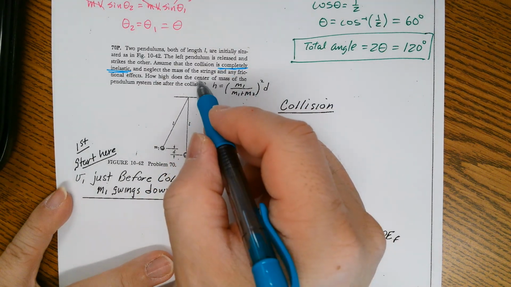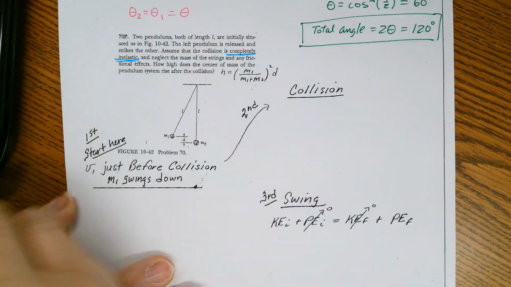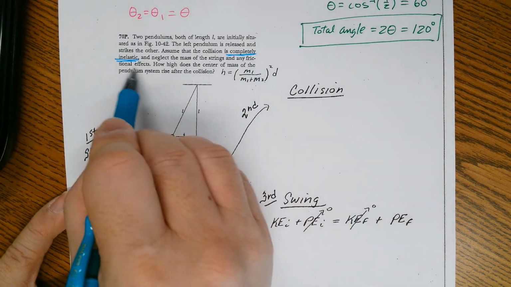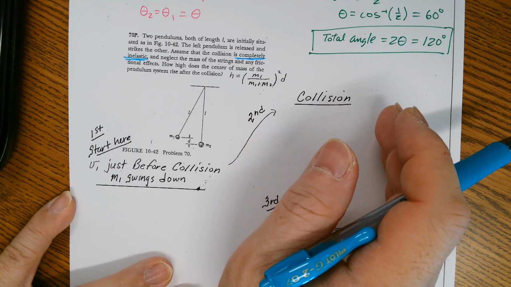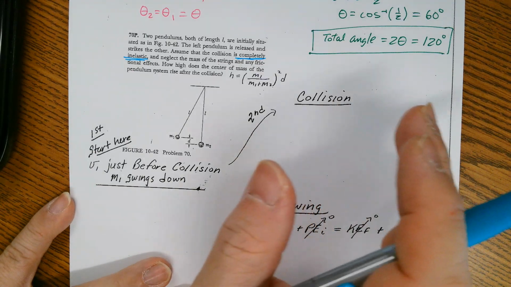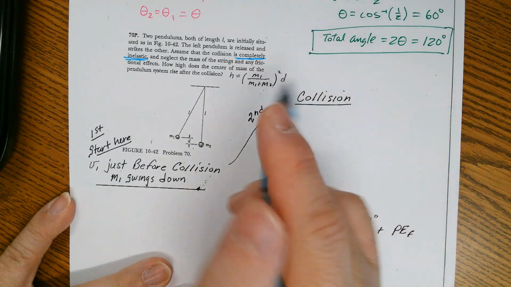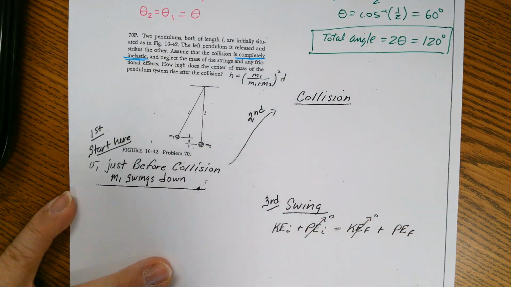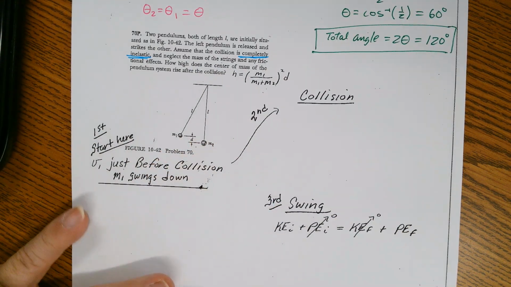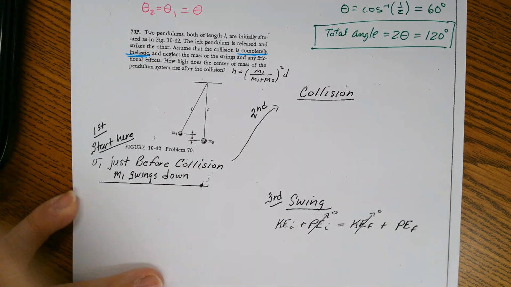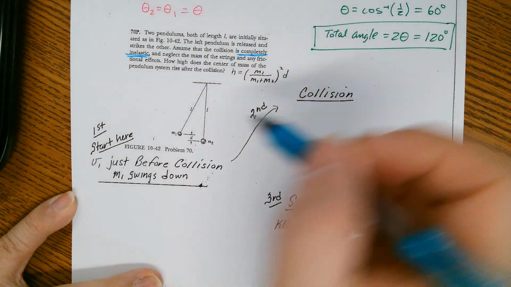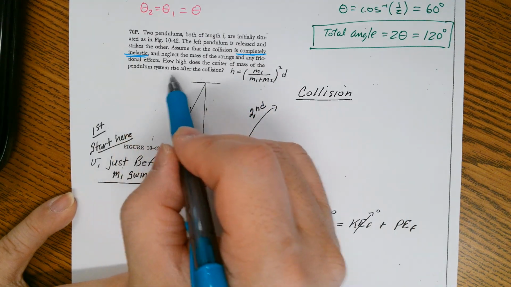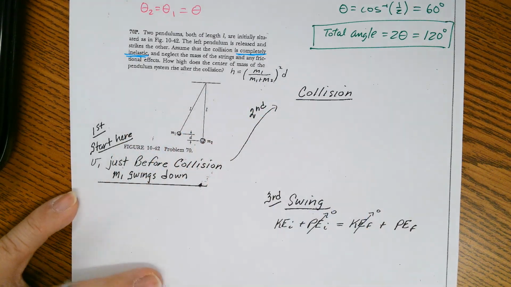Neglect the mass of the string and any frictional effects. Neglecting frictional effects does not mean that this is an elastic collision, so don't get that confused. They still stick together, so it is a completely inelastic collision, and the kinetic energy will not be conserved. All right. So how high does the center of mass of the pendulum system rise after the collision?